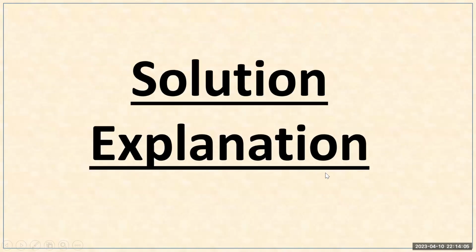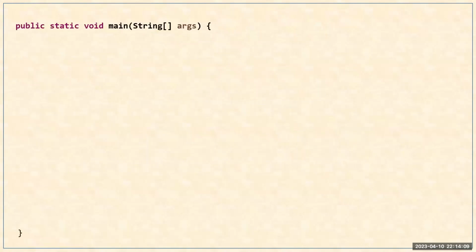Now let me explain the solution properly step by step. First of all, I have created a main function in my class, so I'm writing the code from the main function here. In the first line, I have to take the input from the console, so I've created the object of a Scanner class. A Scanner class can be used for taking different types of input from the console.